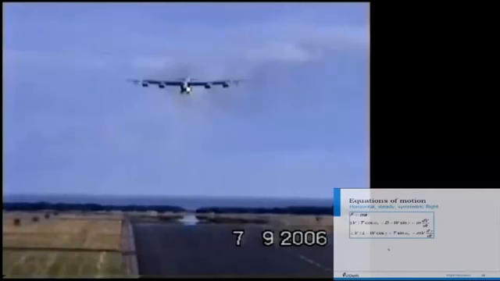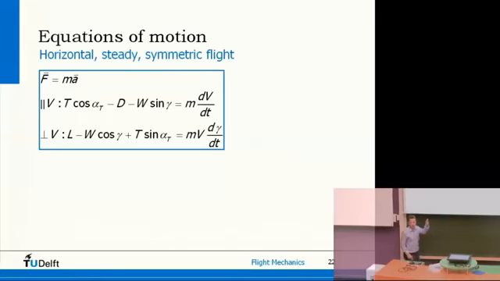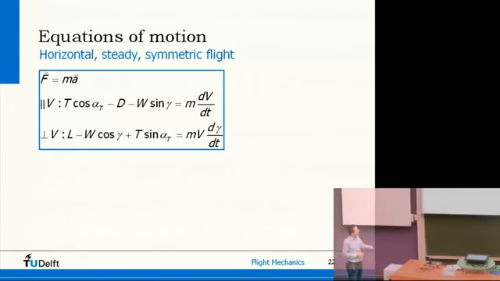And that means that these equations, if you consider horizontal and steady flight, will simplify, but how they will simplify, I will tell you after the break. Flying at one altitude, at a constant speed, and we're not doing any turns.